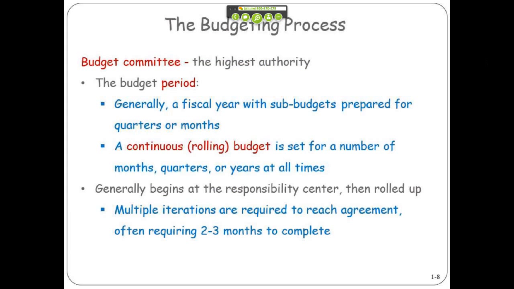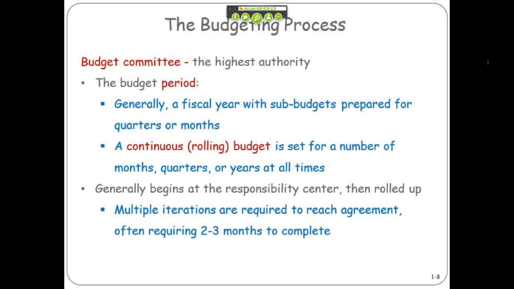Most companies have a budget committee that reports in some way to the CEO, and their job is to make sure that the budgeting process is done appropriately. Generally speaking, budgeting starts at the responsibility center. So every department in the company produces their budget. It gets rolled up into the company's budget. If it's way out of line with how the company would expect to use its resources, that's when the give and take begins, coming off of that. That's why it is a 2 to 3 month process. It is not a quick process.